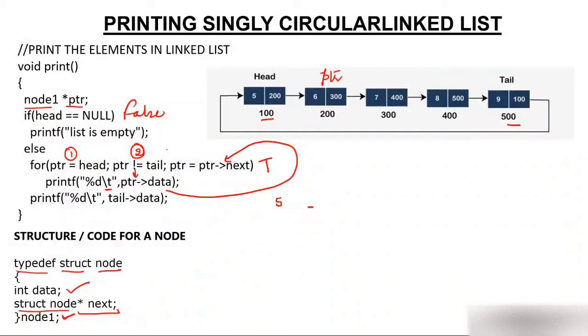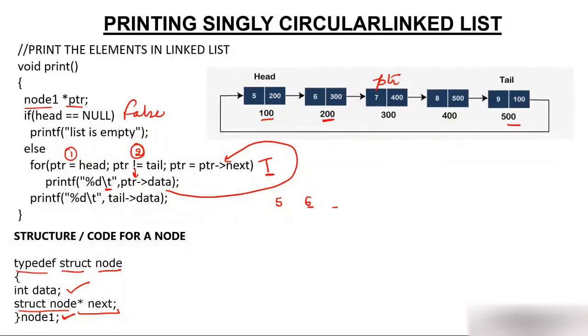Fine. Again, I'll go and check the condition. Is ptr not equal to tail? What is ptr? 200. And what is tail? 500. Yes, they are not equal. Condition becomes true. I'll go inside and I'll print ptr data. What is ptr data now? 6. So in this space, I'll print 6. And after that, since there is a tab, I'll again put a tab. Again, I'll go and increment ptr. ptr will have ptr next. What is ptr next? 300. So ptr will come to 300.